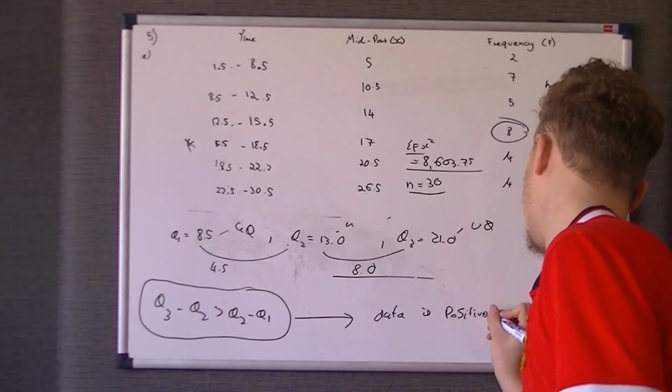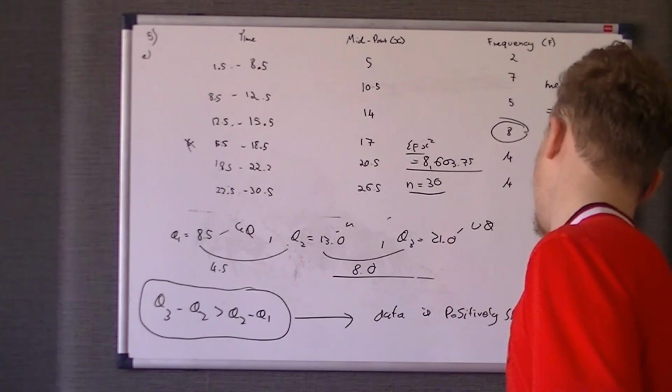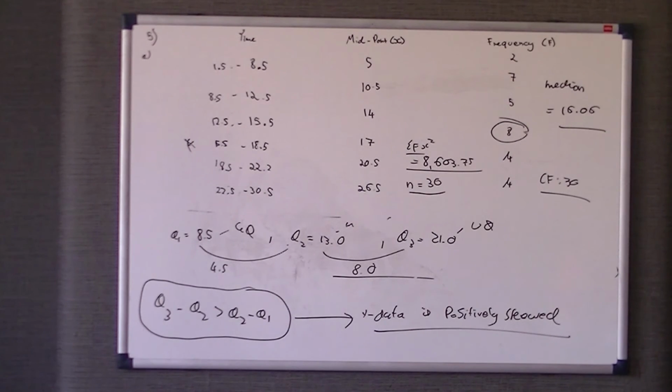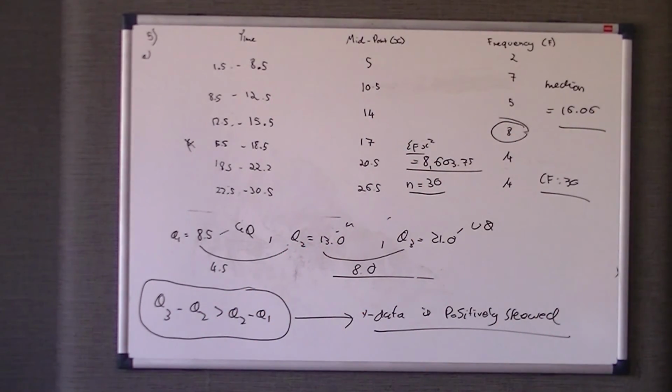And that is all you need to say. So really you need to state these two facts. You state that there's a greater difference between the upper quartile and the median than the lower quartile and the median, therefore the data is positively skewed. They're the two points that you need to bring in for part A.